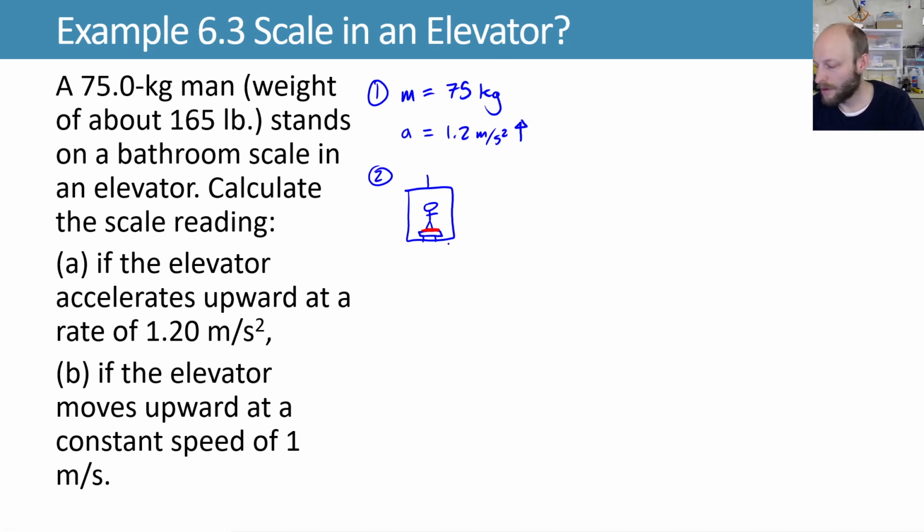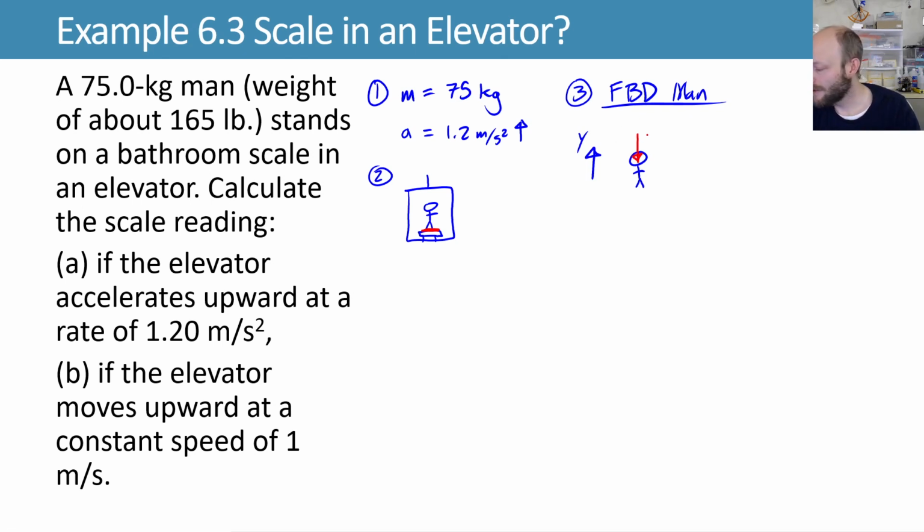Third, what do we draw a free body diagram of? We could draw a free body diagram of the scale, but then we'd have to worry about the interaction of the scale with the elevator, which I don't care about. It makes more sense to me to draw a free body diagram of the man. So we'll draw the body. We'll have a coordinate system. We'll call y positive going up. And then we'll apply the forces that are acting on the man.